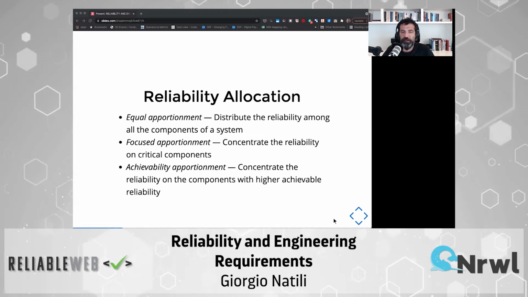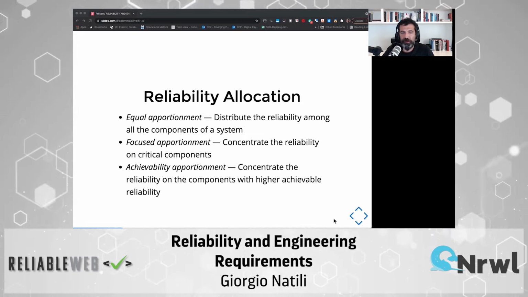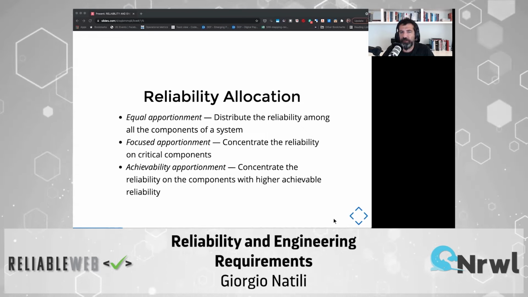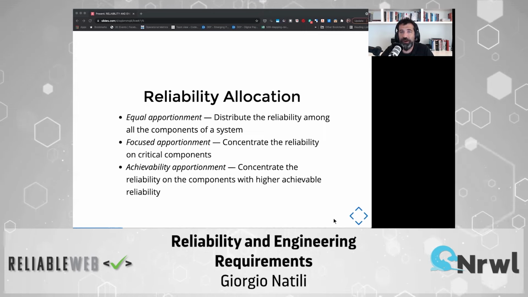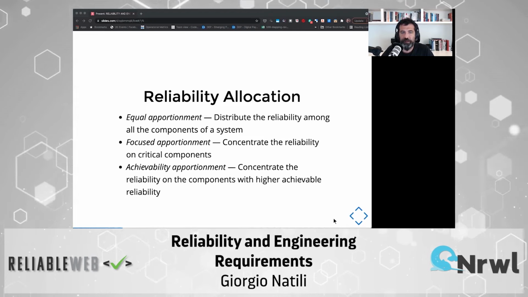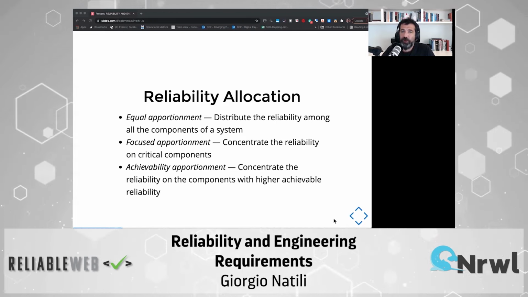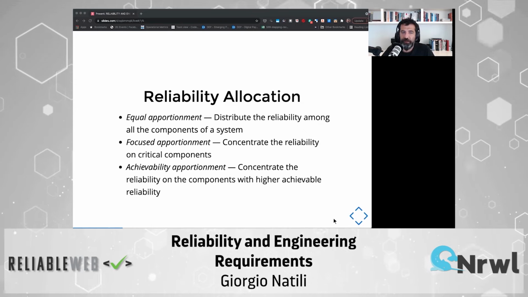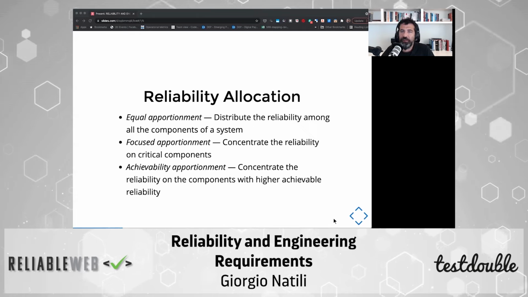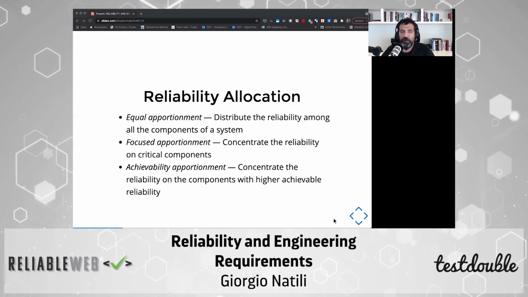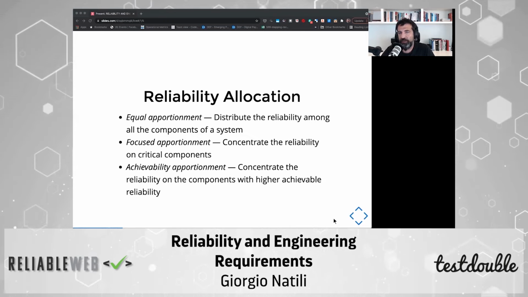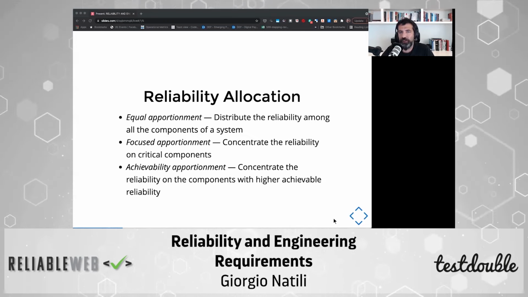The difference is that when you do an equal apportionment of your reliability, you distribute the reliability among all the components of a system. No matter what, each of them owns a specific amount of reliability. When you are doing a focused apportionment of your reliability, you concentrate the reliability on critical components. It's a strategy, right? Most of the time you cannot achieve the same level of reliability everywhere, but if there are core services that belong to your system, that's where you want to focus and concentrate your effort.